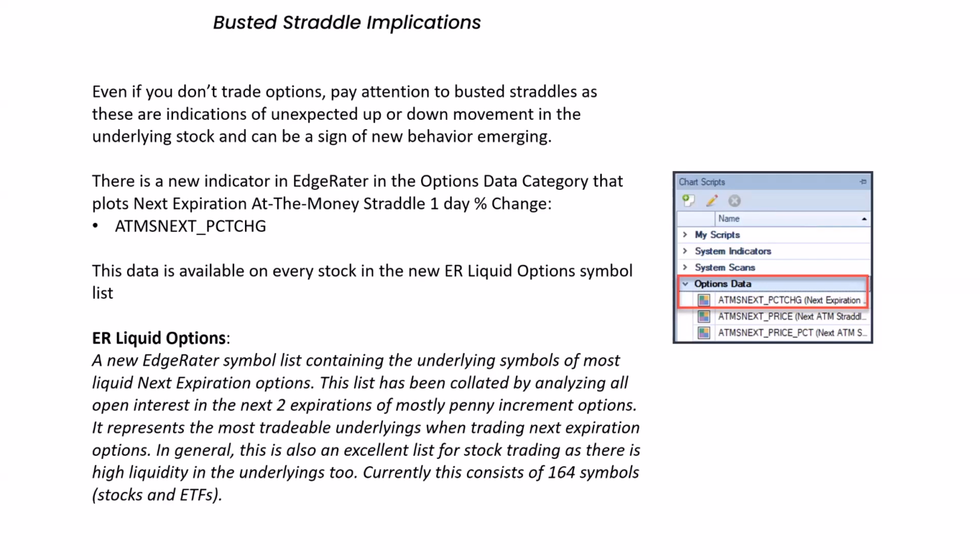So in general, this is also an excellent list for stock trading because there's high liquidity in the underlyings too. And currently this list consists of 164 symbols, but it will be updated going forward as we monitor the open interest in the next 2 expirations. So this is a dynamic list that just represents the options and the stocks that have high liquidity. And with high liquidity, you have a better chance as a trader because you're not fighting with the bid and the ask spread. It's easy to place a trade at the mid price.